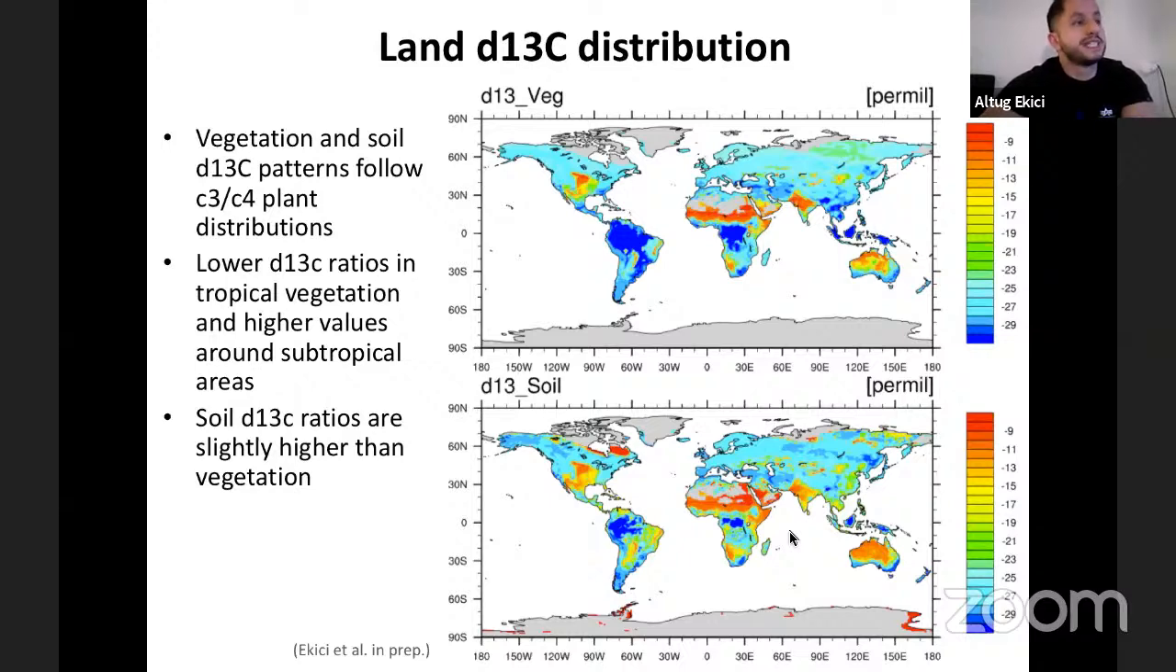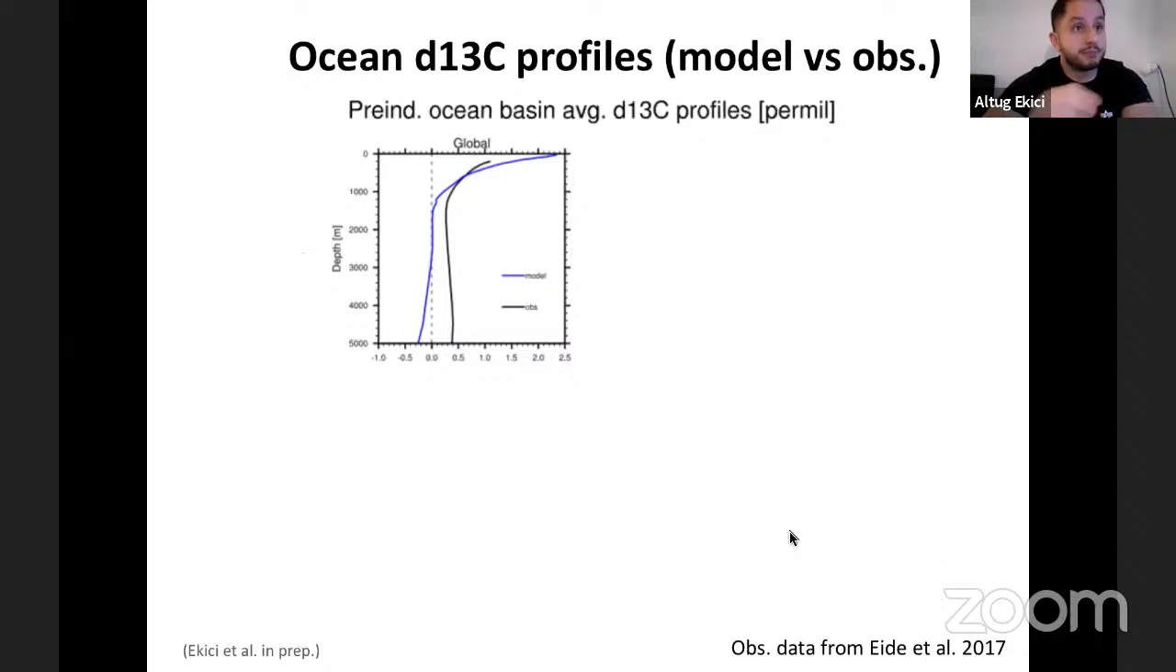And if we go into more detail for the ocean, I have some other plots. Here we are going to compare the model with some observations. Here I'm using the Eide et al. 2017 oceanic C13 observational dataset. They have delta 13C from below 200 meters to 5,000 meters in the oceans. And when we compare the profile of all the ocean with the global value, we see that the values go from 2.5 per mil at the top to minus 0.3 per mil at the bottom.